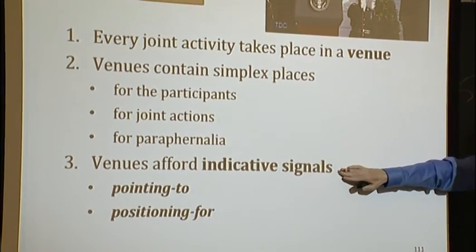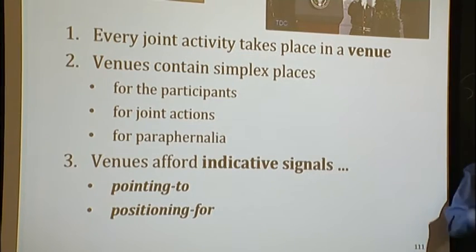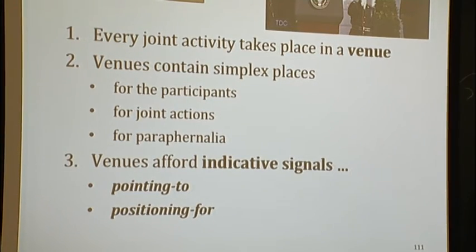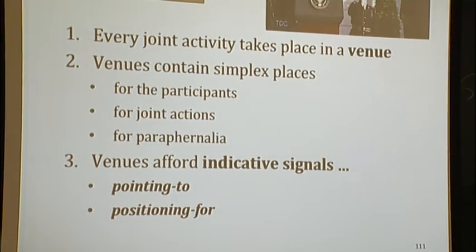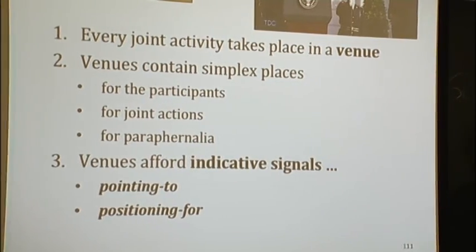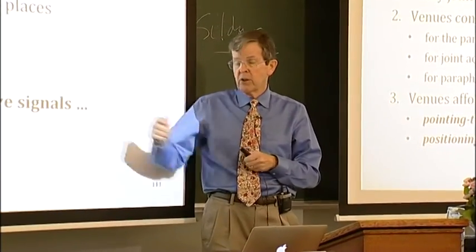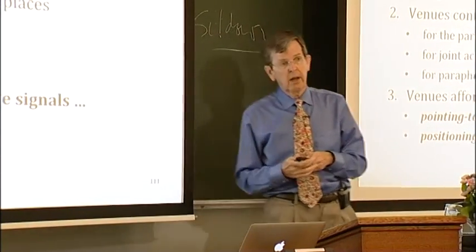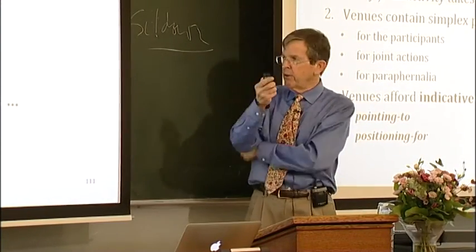And they afford indicative signals of two rough kinds. I mean, the pointing, so I can index, I can, as I talked about yesterday, anchor myself to all sorts of things in this venue. That's what having a venue affords. But it also affords this positioning bit. I can position things to get various of these things done.